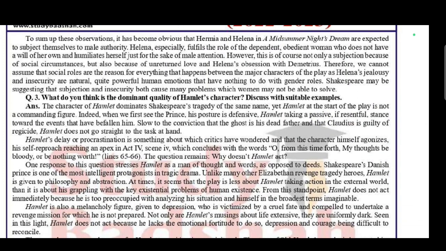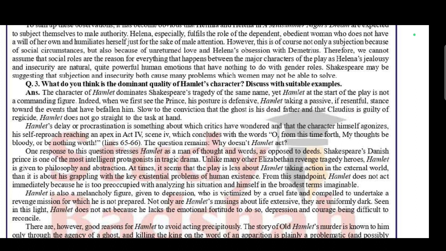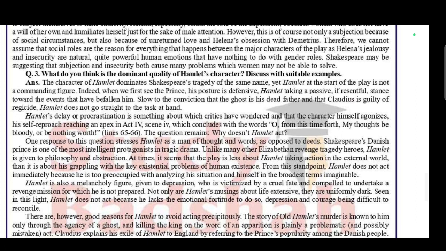To sum up this observation, it has become obvious that Hermia and Helena in A Midsummer Night's Dream are expected to subject themselves to a male authority. Helena especially fulfills the role of the dependent, obedient woman who does not have a will of her own and humiliates herself just for the sake of male attention. However, this is of course not only a subjection because of a social circumstance, but also because of unreturned love and Helena's obsession with Demetrius.